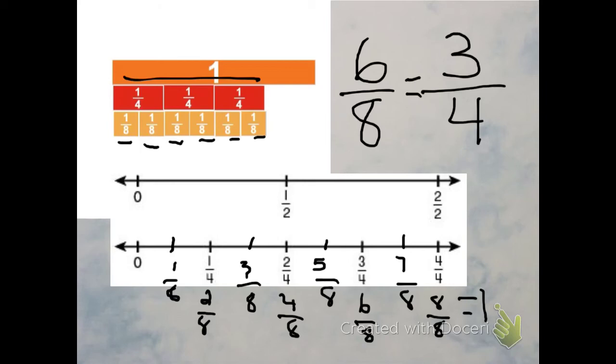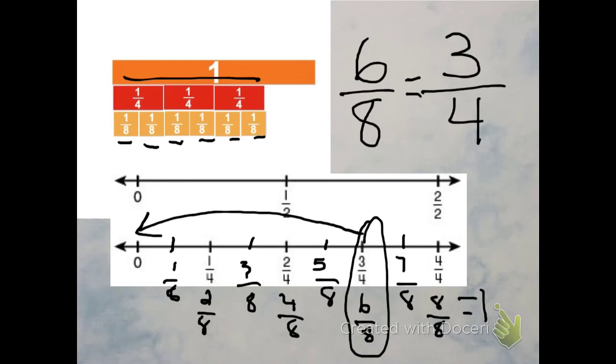Now what I would do is I would look at my 3/4 line and I would see what fraction equals it. And I see that 6/8 equals the same as 3/4 because they both are on the same line on a number line and they're both an equal distance from 0. So once again, 3/4 equals 6/8. Remember that when dealing with fractions, different fractions can name the same part of a whole. And you can use your number line or you can use your fraction strips to help you figure it out.